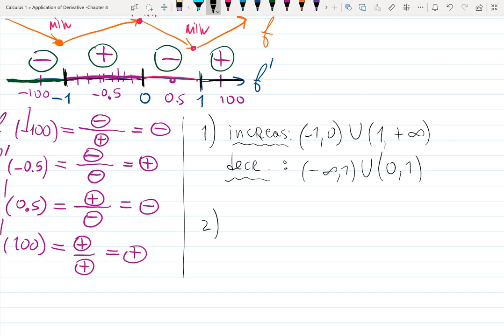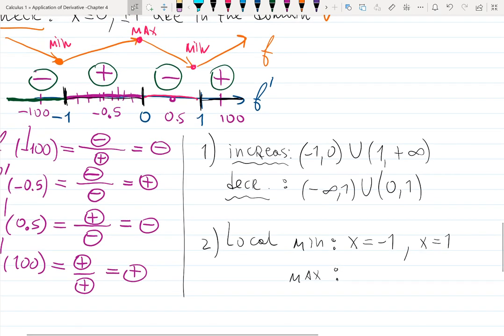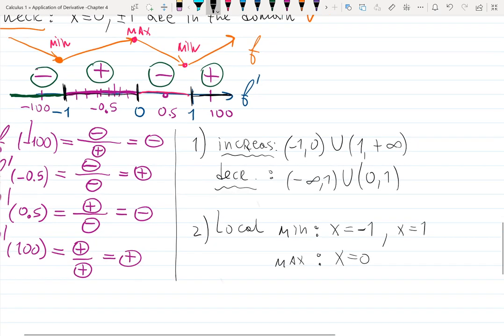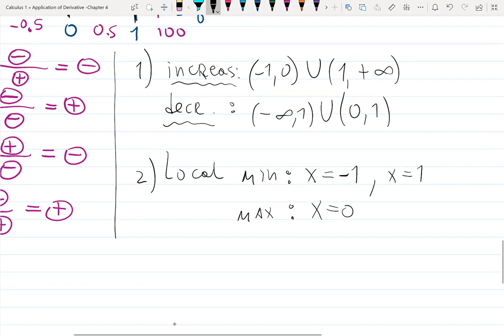Well, we now know that there is a local minimum at x equals -1 and x equals 1. And there's a local maximum over there, look at that, at x equals 0. Those are only inputs for the minimum and maximum. If they ask you to find points, then there will be a last step.